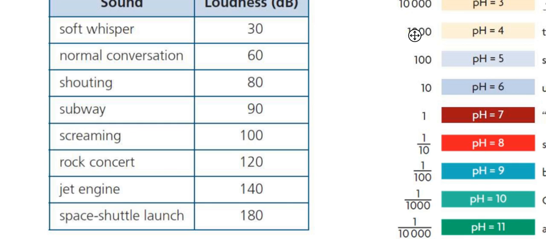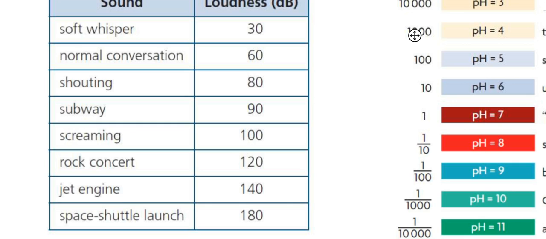But here's the thing: a change from 100 to 120 is a change of 20. But screaming to rock concert, and rock concert to jet engine, even though the decibels are changing by 20, the change in intensity is not the same. It's not an equal change between these two as it is between these two, because of the logarithmic scale.